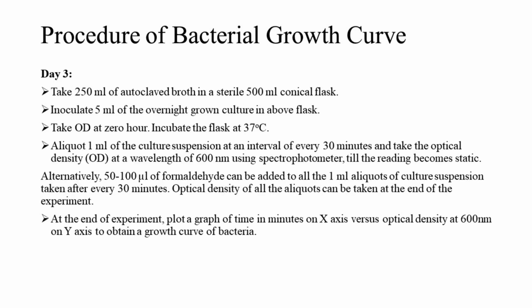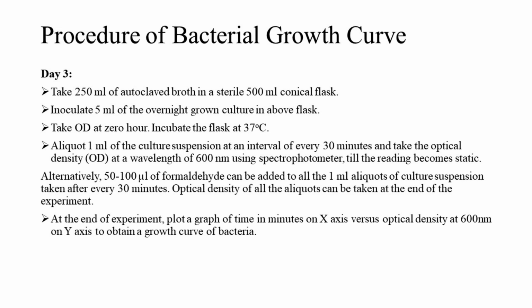Day 3. Take 250 milliliters of autoclaved broth in a sterile 500 milliliter conical flask. Inoculate 5 milliliters of the overnight grown culture in the above flask. Take OD at 0 hour. Incubate the flask at 37 °C. Aliquot 1 milliliter of the culture suspension at an interval of every 30 minutes and take the optical density, OD, at a wavelength of 600 nanometers using a spectrophotometer, till the reading becomes static.